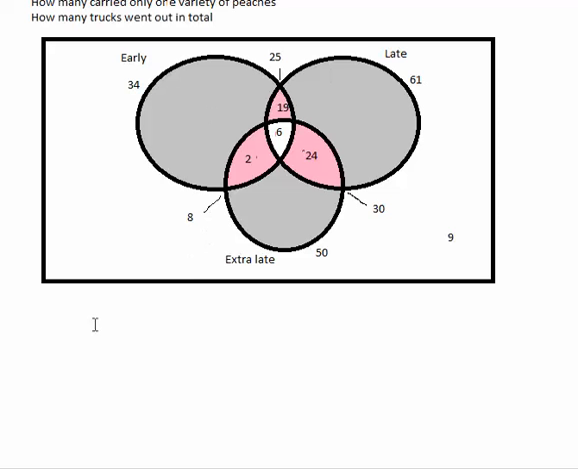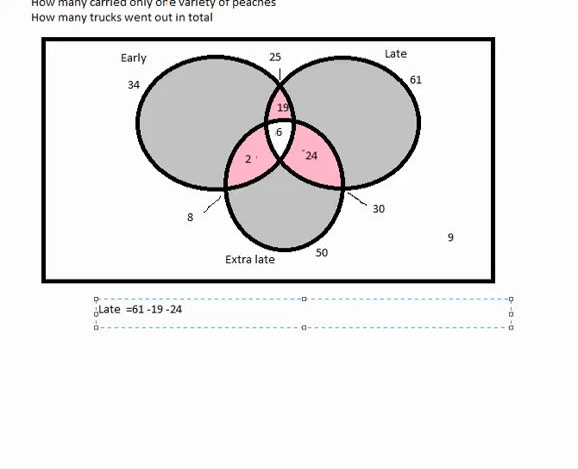We have to calculate how many trucks carried only late. Okay, the number of trucks that carried only late will be a total of 61 that carried late and something else, minus 19 that carried early and late, minus 24 that carried late and extra late, minus 6 that carried all three. The answer to that will be equal to 12.